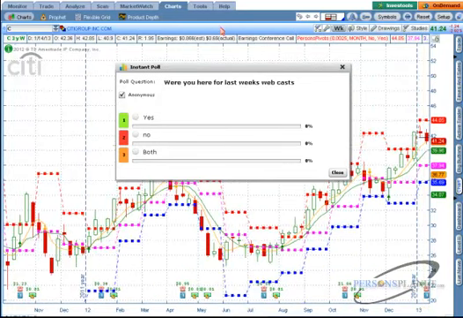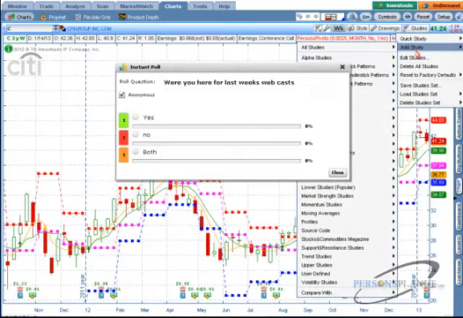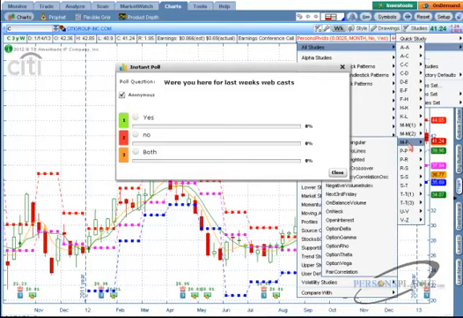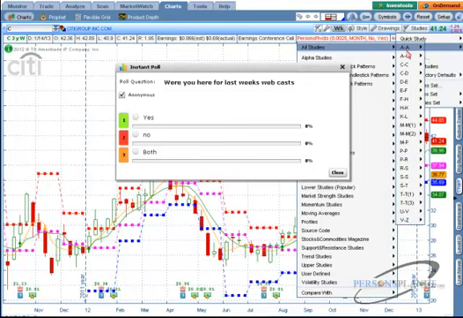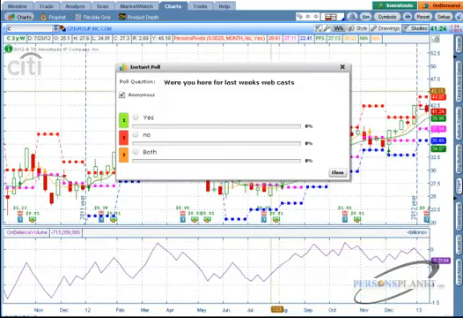So how do you utilize one with the other? If you want to quantify, you go to studies, and I'm going to add a study real quick. I'm going to add one other study, and I want to look at on balance volume. Okay, this is tough for me. On balance volume. There it is. Okay. So, all right. Now let's take a gander at this together.